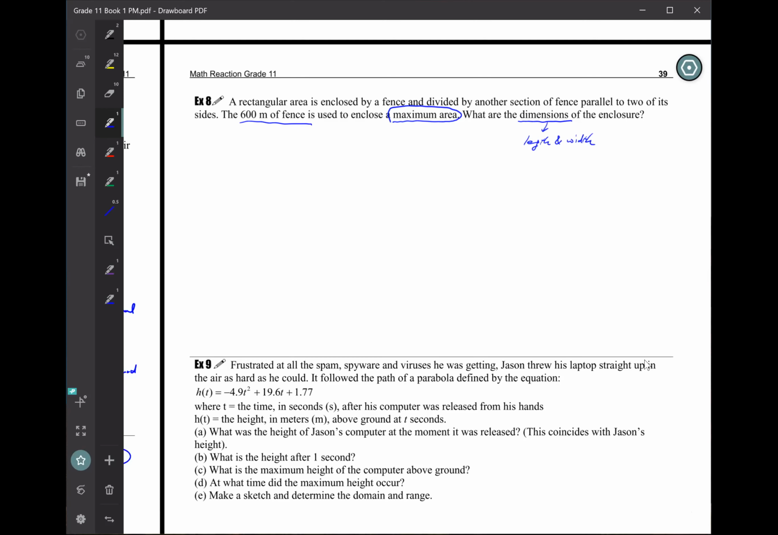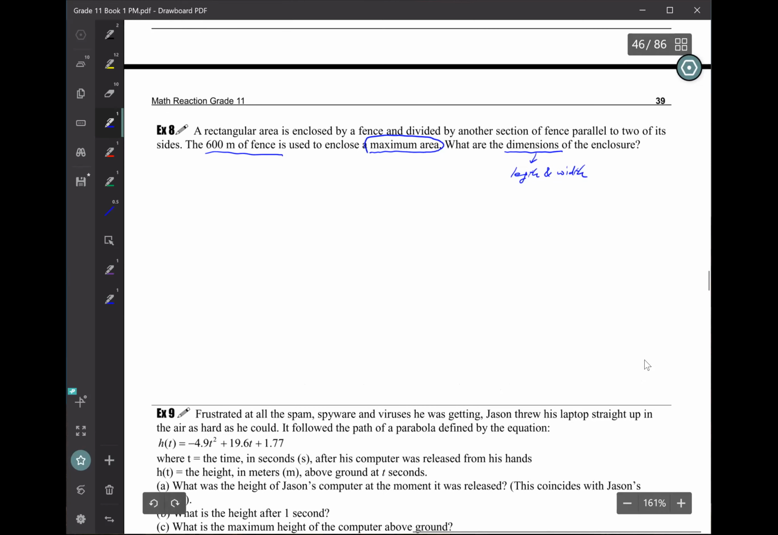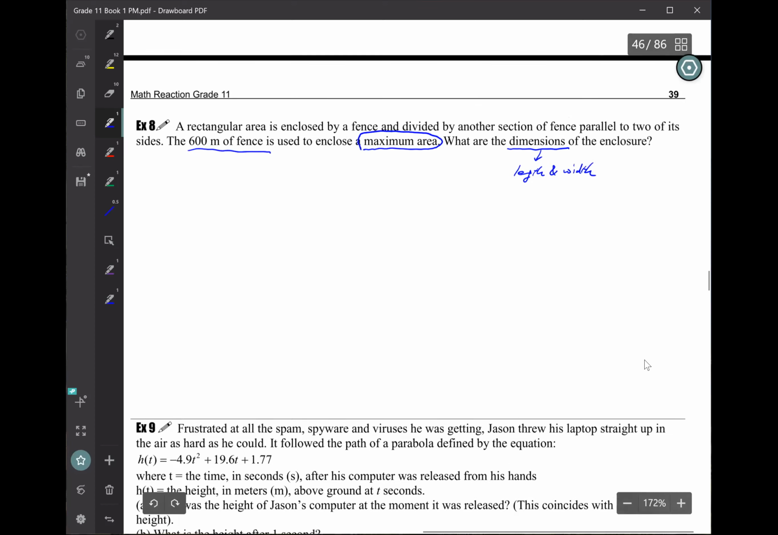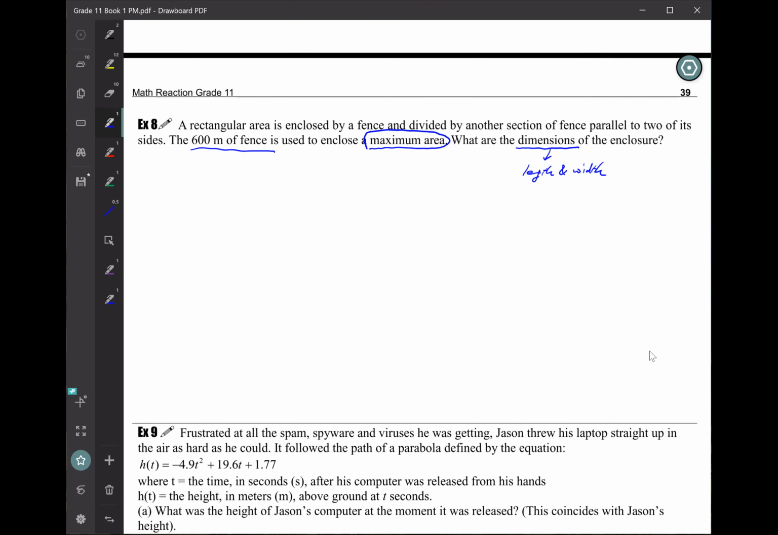So based on the description of the question, I would like you guys to try to draw a picture of what it looks like. Rectangular area divided by another section of fence parallel to two of its sides, okay? What does that mean? So please draw a picture, and then I'll ask one of you to show it on the screen, what you think it looks like. So if you got a picture, please raise your hand.